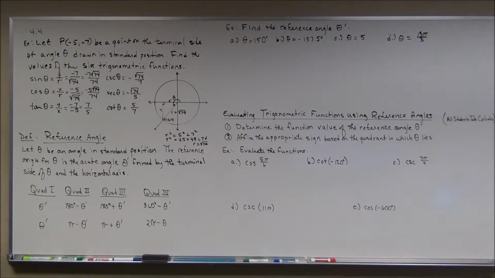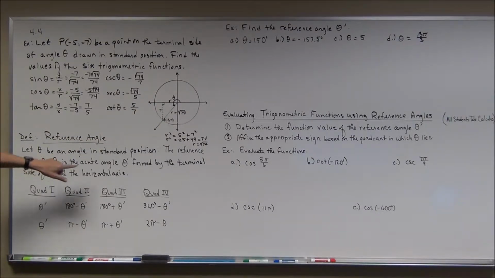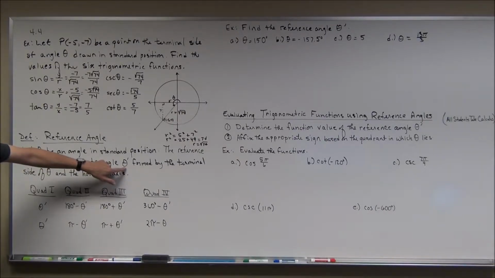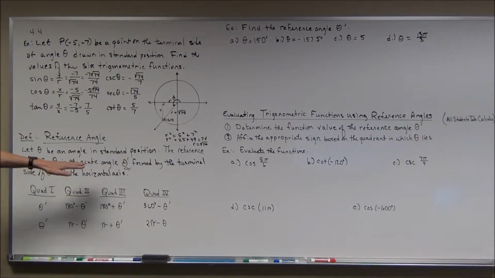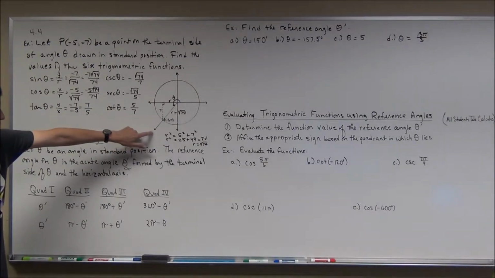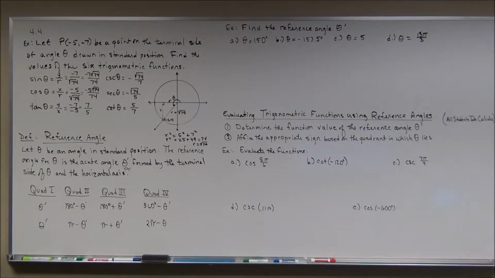Now, let's talk about a really important idea called the reference angle. I made mention of the reference angle for just about a few minutes in a previous video, but the reference angle is an acute angle that, when you have theta drawn in standard position, like this example right here, the reference angle for theta is the acute angle, which they call theta prime. A lot of books will use alpha. But in this book, they use theta prime, formed by the terminal side of theta, that would be in this example that I have drawn here, this terminal side, and the horizontal axis.